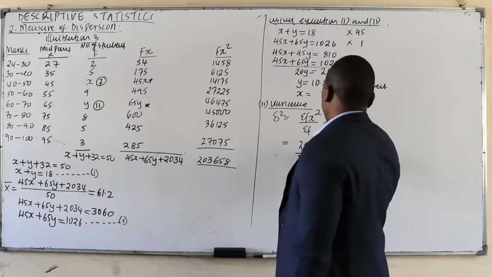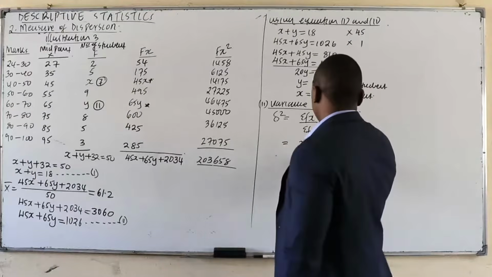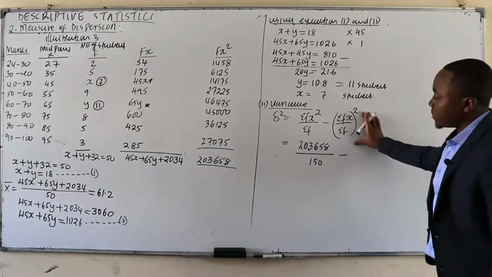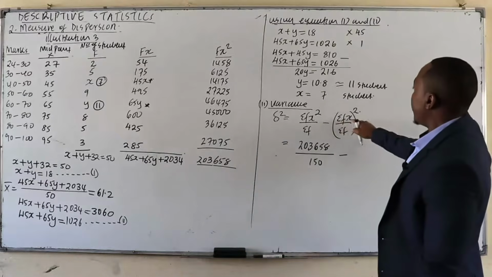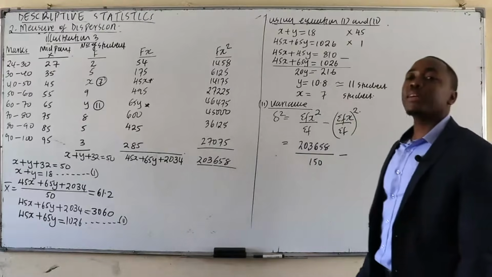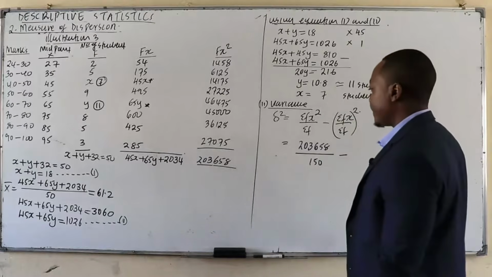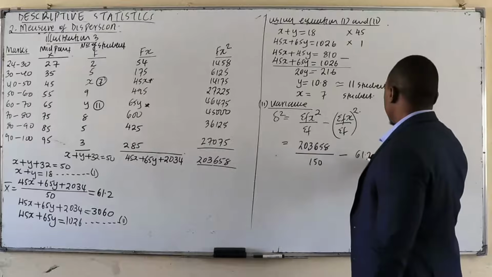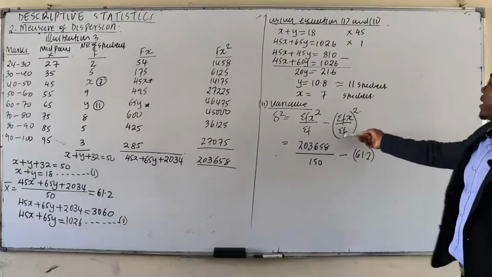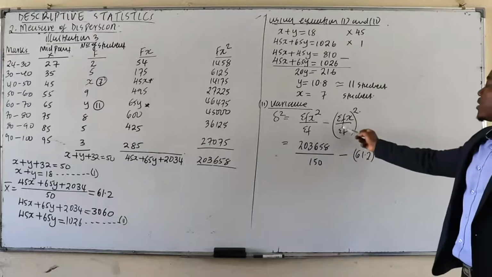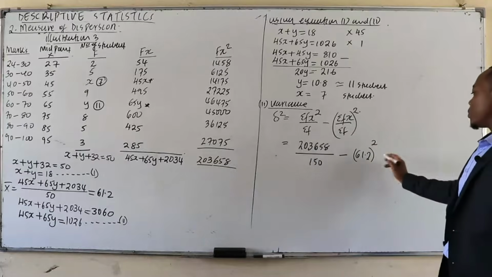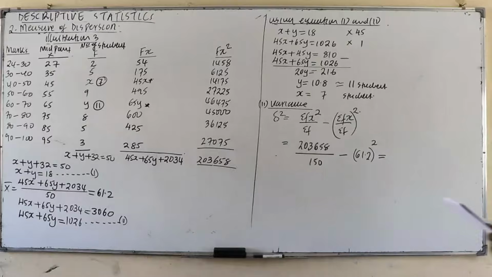So to get the variance, you take summation of fx squared, which is 203,658. You divide by the summation of frequency, they were 150 students, minus, what is this? Summation of fx over summation of f. That's our mean, right? How much was the mean? Was it 61.2? Yes, then you just square. Yeah, this one you have already been given. This one, summation of fx over summation of f is equivalent to mean, of which you are told that the mean is 61.2. So how much will be the variance?